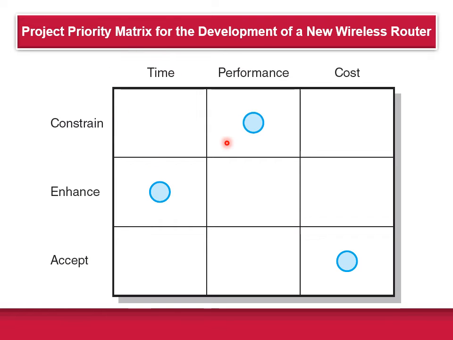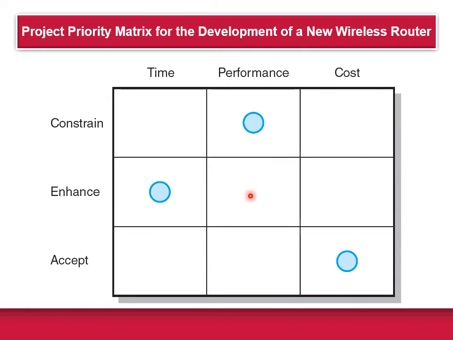So this figure shows the project priority matrix for the development of a new wireless router. Here you can see on the horizontal axis you have time, performance, and cost. And on the vertical axis you have constrain, enhance, and accept. So here, performance is going to be constrained, time is going to be enhanced, and the cost is going to be accept.